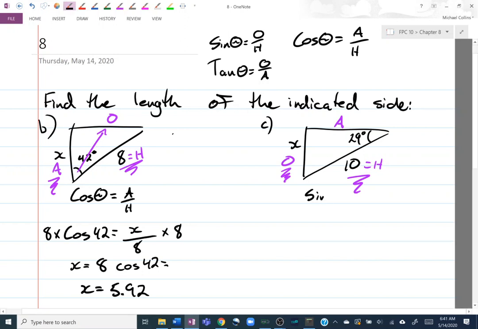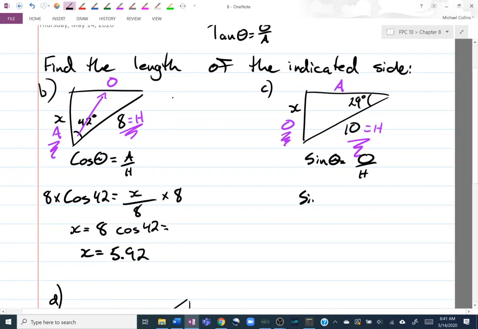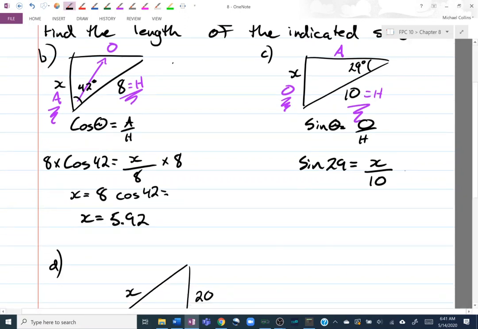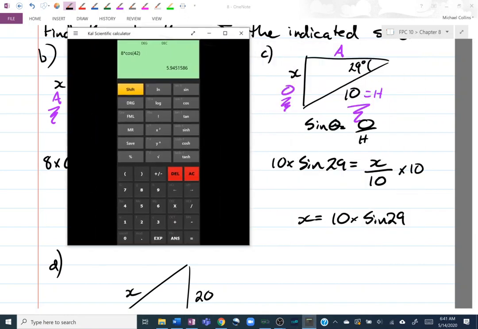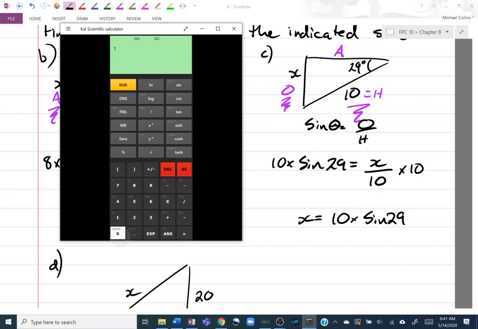Sine. So I'm going to write down the equation. My sine of theta is equal to opposite over hypotenuse. Substitute the values in that I know. Sine of 29 is equal to opposite, which is x, over hypotenuse, which is 10. Solve for x. Multiply both sides by 10, and I end up with x is equal to 10 times sine 29. Once I've solved for x, I can pull out my calculator, and I can type in 10 times sine 29. And I get that x is equal to, well, I was a little bit fast that time, 4.85-ish.